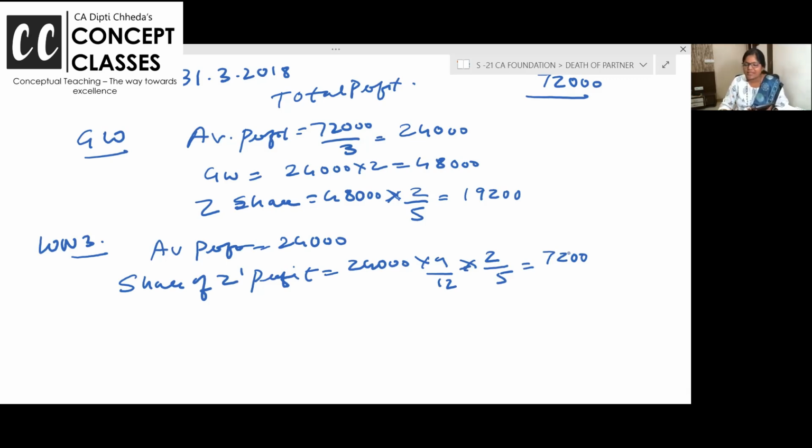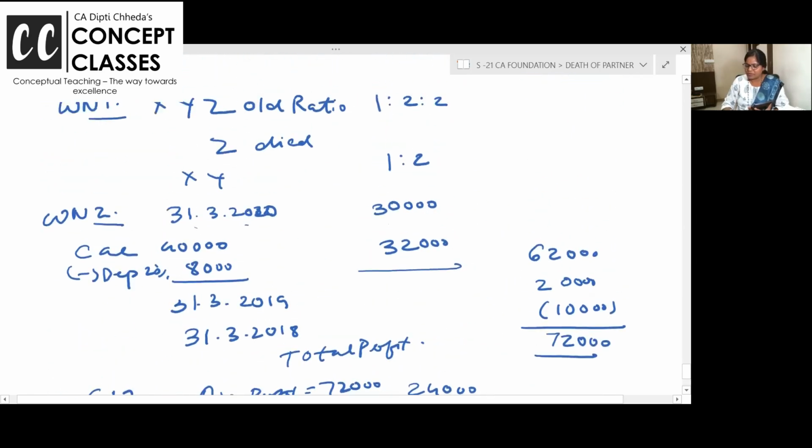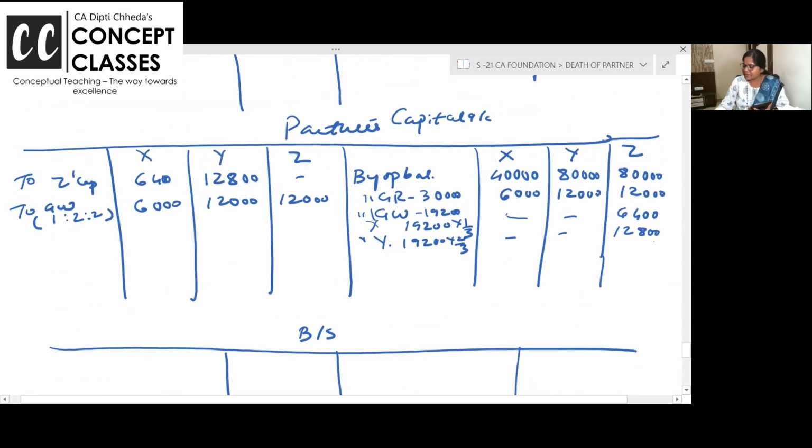Everyone in the class is clear. It's a very easy problem. 24,000 into 9 by 12 into 2 by 5. 7,200. Chalo. So let us take up 7,200. Write it in our Z's account, and P&L suspense account you can write, or P&L adjustment account. Share अभी तो Z को तो दे दो 9 months, then automatically 12 months profit will go to other two partners. अच्छा, apart from this, is there revaluation या है कुछ?